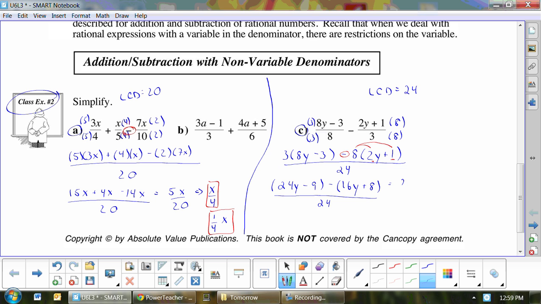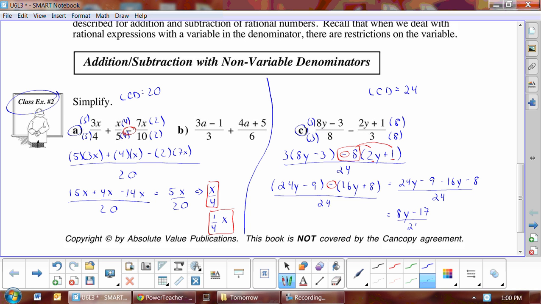And then I would go, okay, so that's 24y minus 9 minus 16y minus 8 over 24. So I think people are just less likely to forget about that negative if you do this as two different steps. Okay? Yeah, the negatives screw people up. Okay? And then we get 8y minus 17 over 24. Can this be simplified? Yeah, no GCF. Can't simplify it. Final answer.